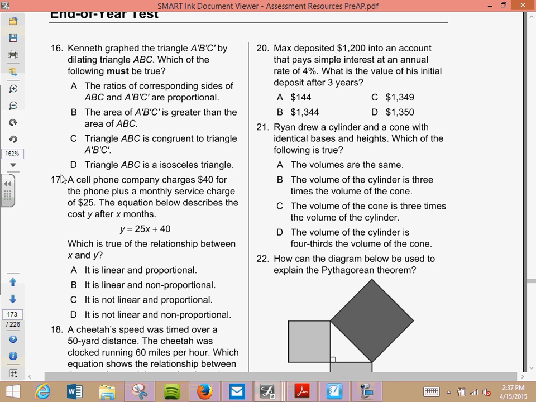That's exactly right, because when you dilate, you either expand or shrink. That means that the image could be bigger or it could be smaller. So we know that D is not right. We don't know what it looks like. But also, you can actually dilate a figure using a scale factor of 1 and the area is the same, right? It has to be A. The ratio, meaning the number that you're multiplying the sides by, has to be the same, right? So the answer is A. Please be careful with these. If you have to draw, do that.